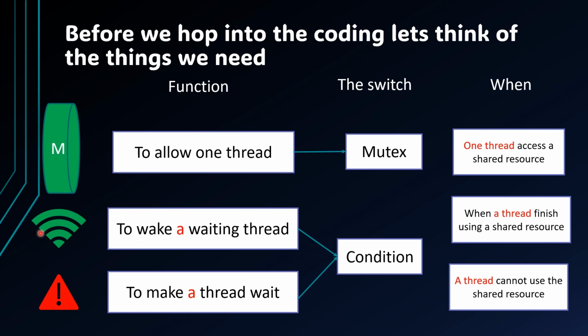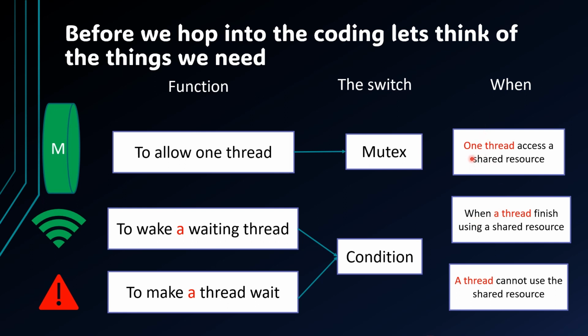Then we have this thing, it's called the signal, and it's to wake A. A means 1 waiting thread, right? Remember, B would come out, then C, but we didn't show all that, only B came out. And then this thing is to make a thread wait, right? Because we made B wait, C wait, and D wait. And these are controlled by the same condition. This is what it means to switch. This mutex is controlled by one switch, and these 2 functions are controlled by one condition.